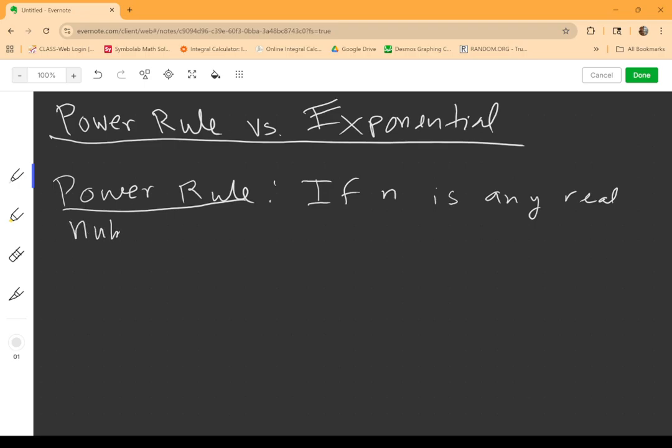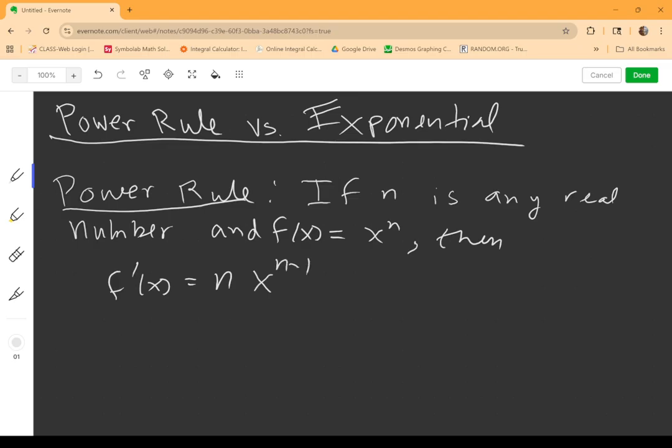Real number, and f of x is equal to x to the n, then f prime of x is equal to n x to the n minus 1. All right, so now we're just going to take a look at it in terms of any real number, right?